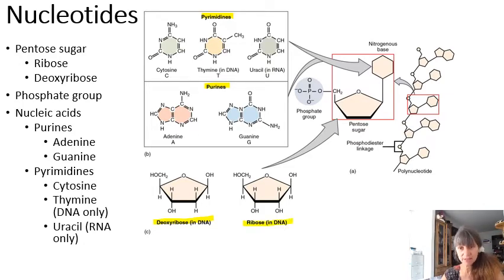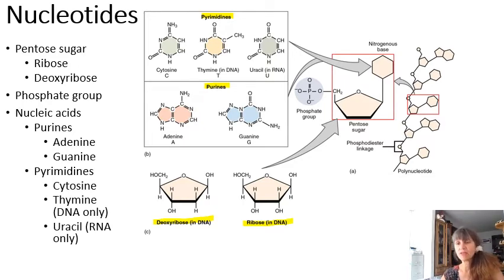Now, it says on this picture DNA. That's incorrect. It's actually RNA. So what's the difference between deoxyribose and ribose? The deoxyribose sugar actually has 1 less oxygen than ribose.